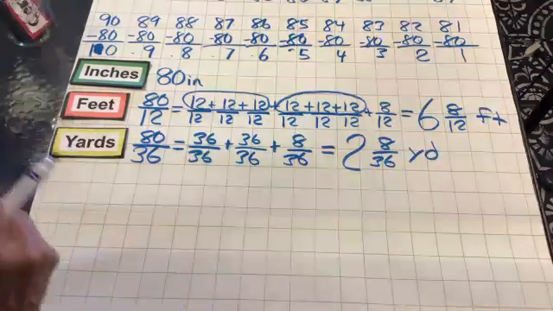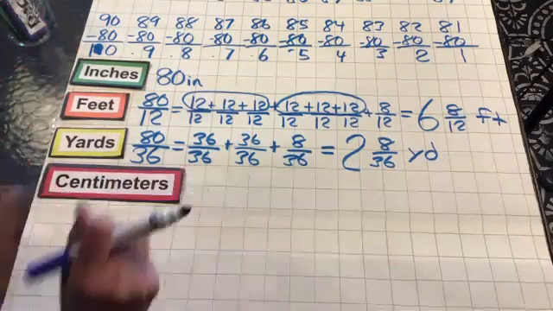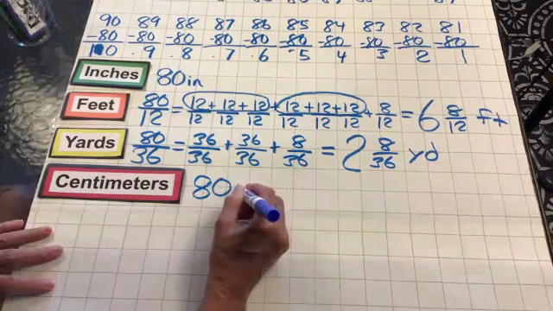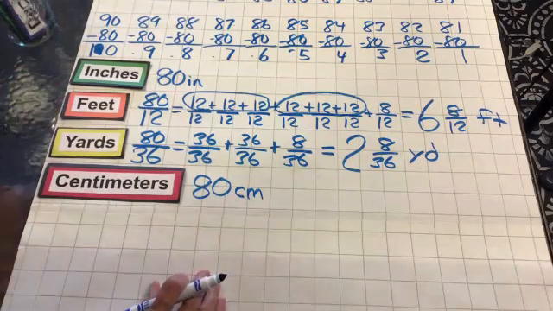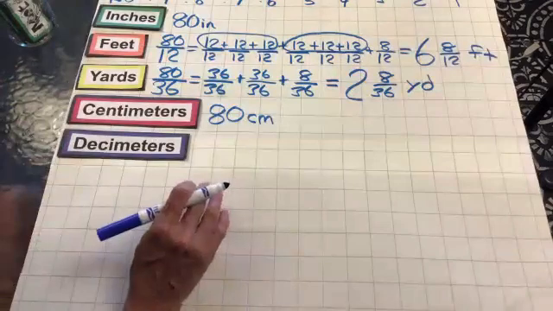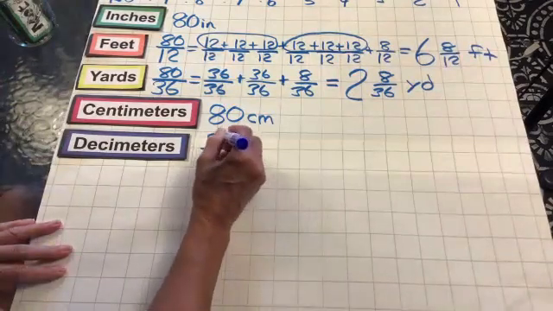All right, let's move on to our metric form. This was our standard form. Now we're going to do metric. Centimeters, again, we're using our number of the day, 80. And centimeters is lowercase c, lowercase m. And we want to put those into decimeters. It takes 10 centimeters to make a decimeter.